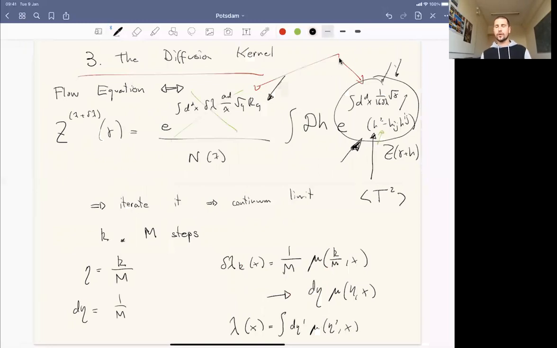It's a bit like you could look at some book where you do, in quantum mechanics, the path integral by decomposing it in steps and taking a continuum limit.